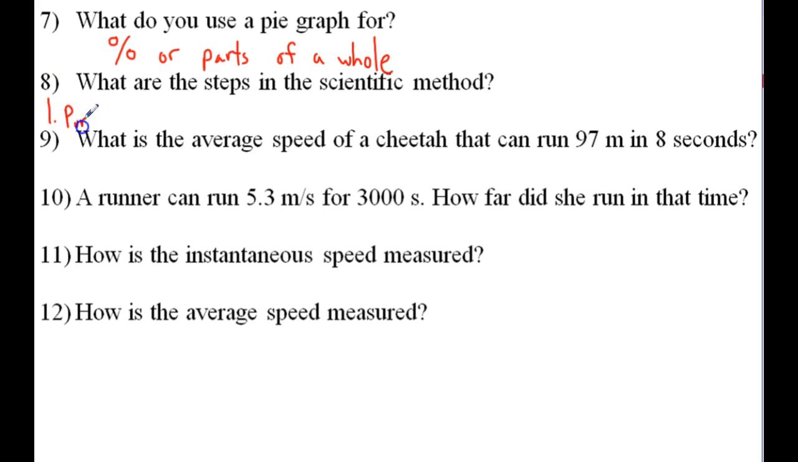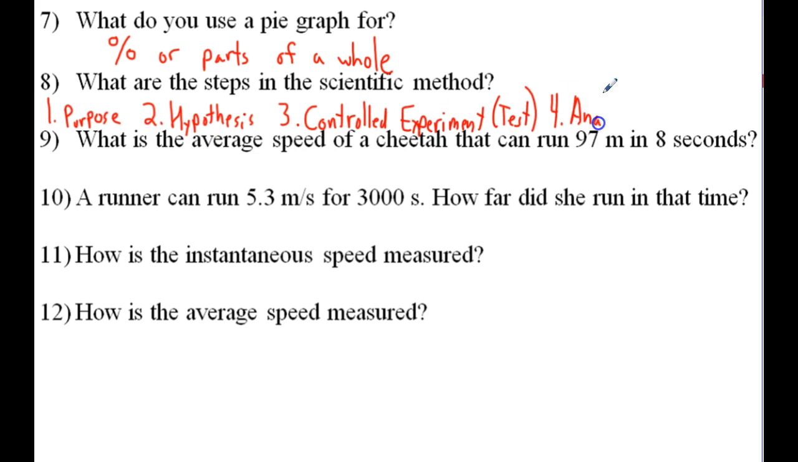Steps of the scientific method, these should be familiar, but you have a purpose, you have a hypothesis, a testable idea. You're going to put that to the test in a controlled experiment. You're going to analyze your data, and then you're going to essentially come to conclusions. Go back and double check your hypothesis. How was it? How'd you do?